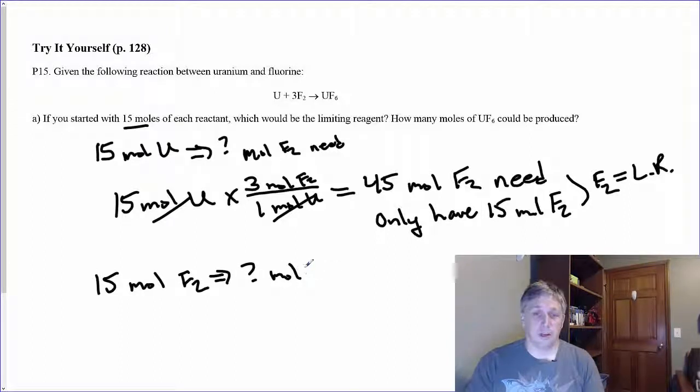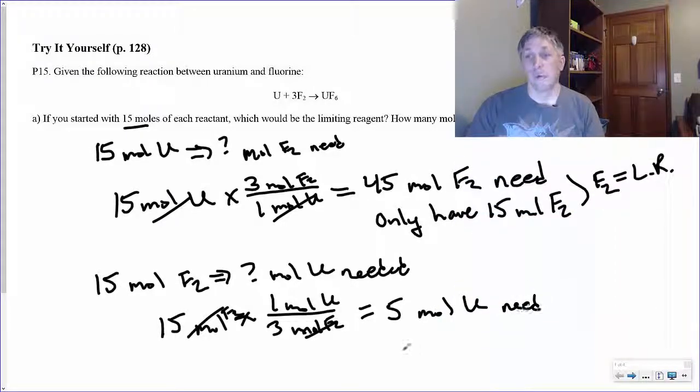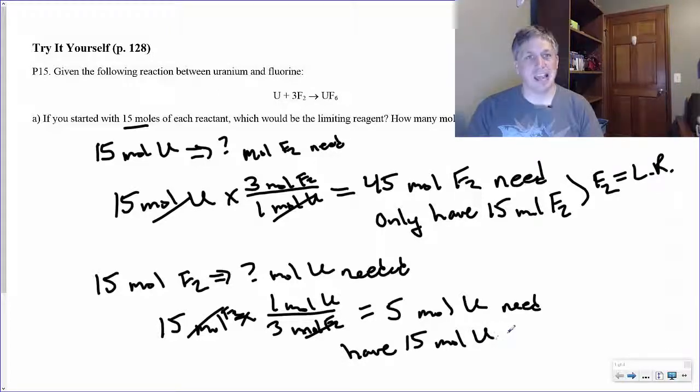How many moles of uranium do you need? So if you go in that direction, it's still 1-to-3. Except now, the 3 is on the bottom. Oops. Because you want to get rid of fluorine this time. That gives you 5 moles. So we need 5 moles. We have 15. So we have more than enough. In fact, you could say we have an excess amount.